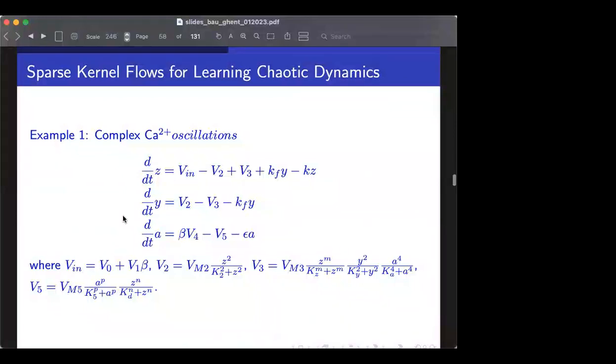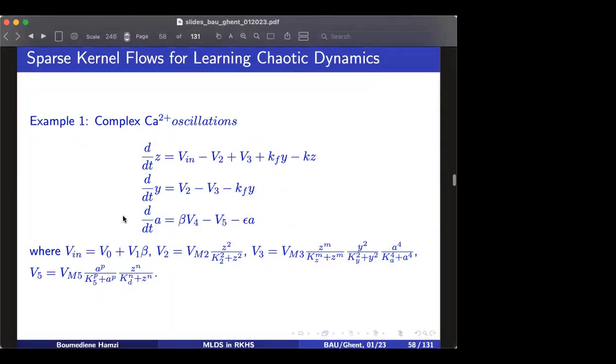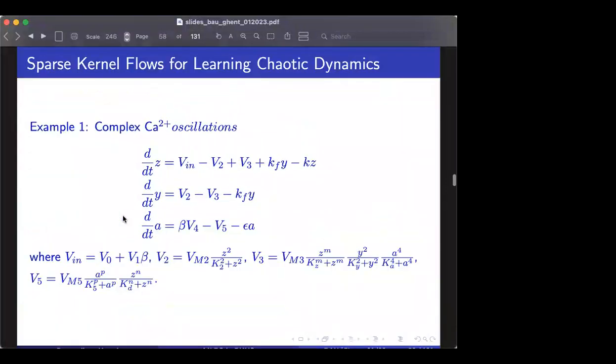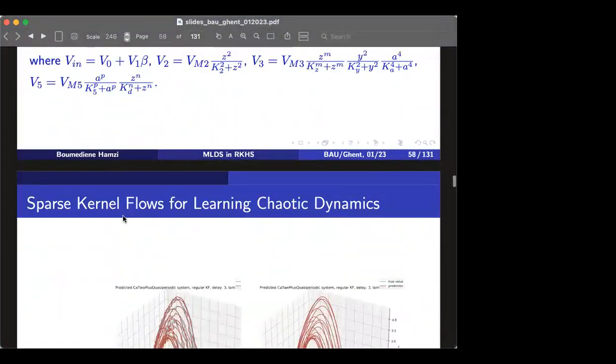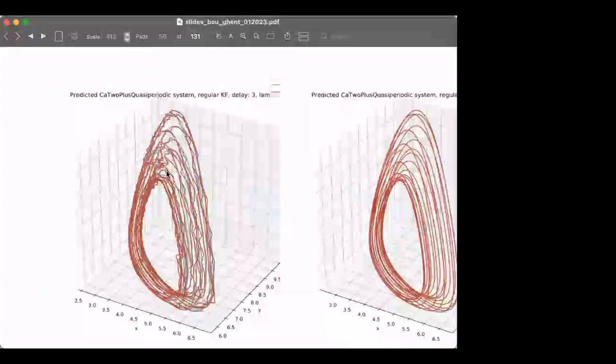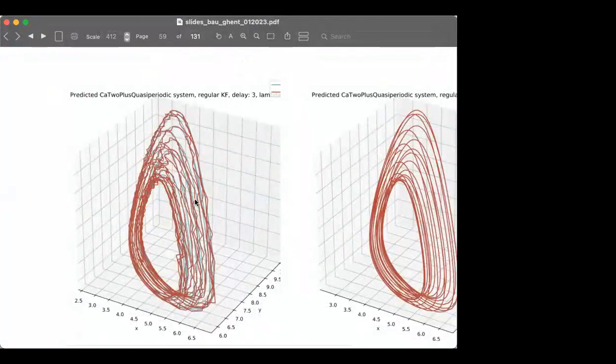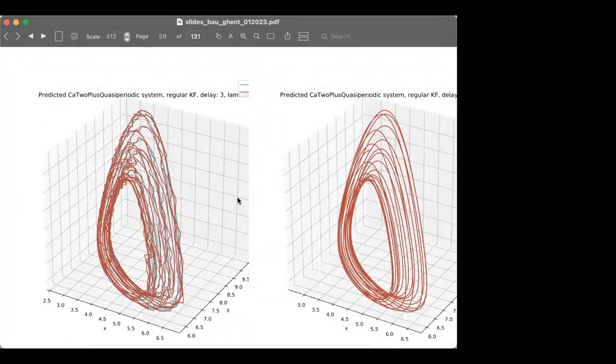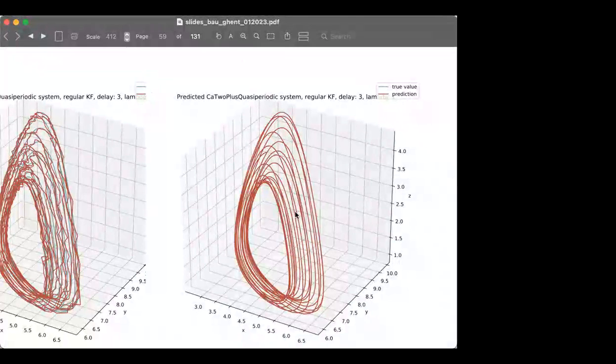For example, we applied this to a database of 131 chaotic time series, and the method works quite well. This is an example of a chaotic system. You see, this is classical kernel flows, the true versus the approximation of the attractor. And the right side is what happens with the sparse kernel flows. So you see there is an improvement.